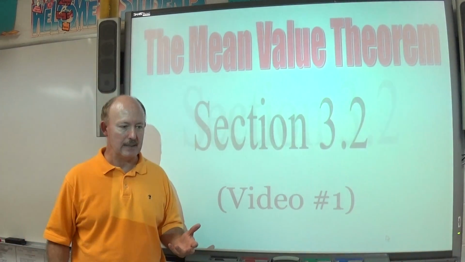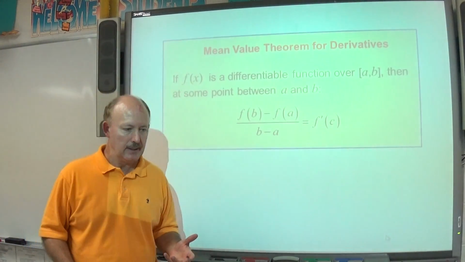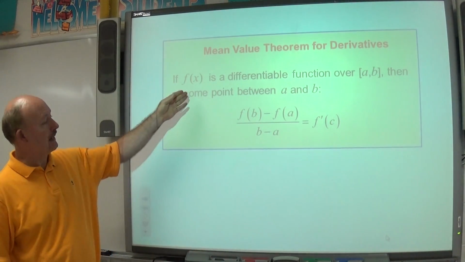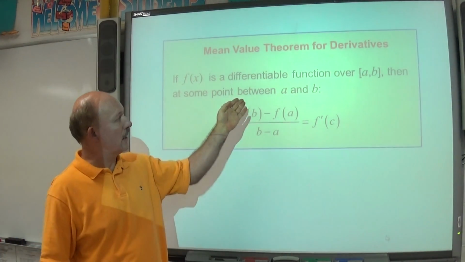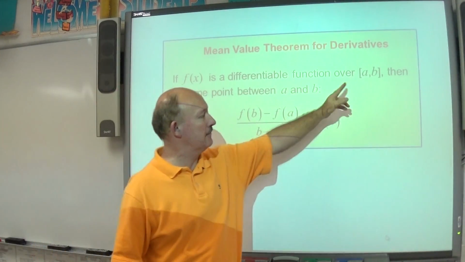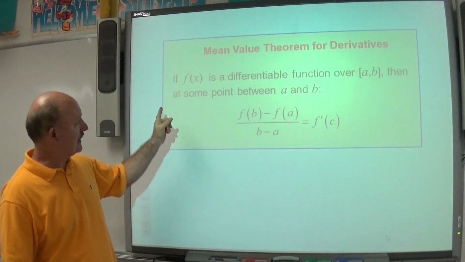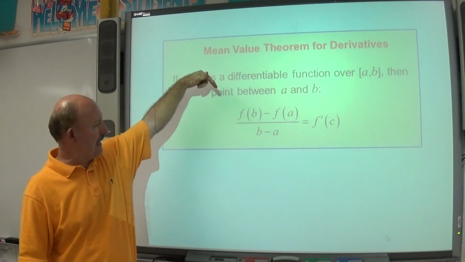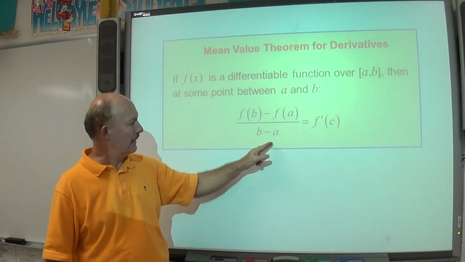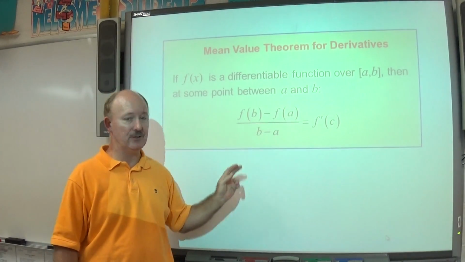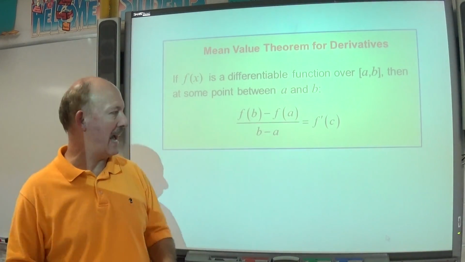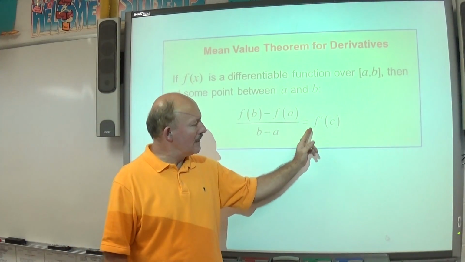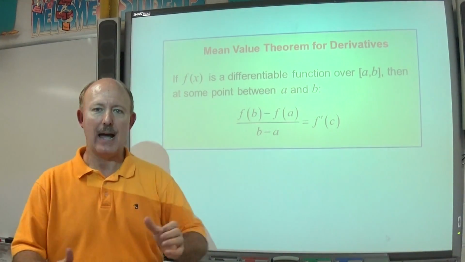Now the mean value theorem simply says that if f of x, a function, is a differentiable function over a closed interval from a to b, then at some point between a and b, f of b minus f of a over b minus a, and some of you may recognize this as the average derivative, is going to equal the derivative at some c value.